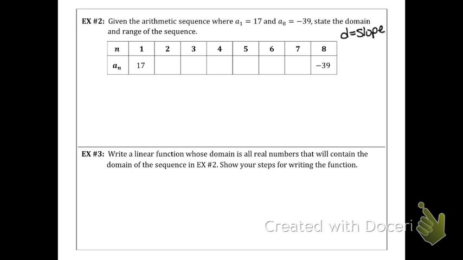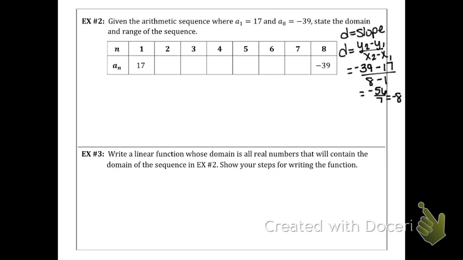And since we have 2 points here, we know that slope is just y2 minus y1 over x2 minus x1. And so we can use that here. So we have -39 minus 17 over 8 minus 1. So it's negative 56 over 7, which is negative 8. And so we know our common difference is going to be negative 8.